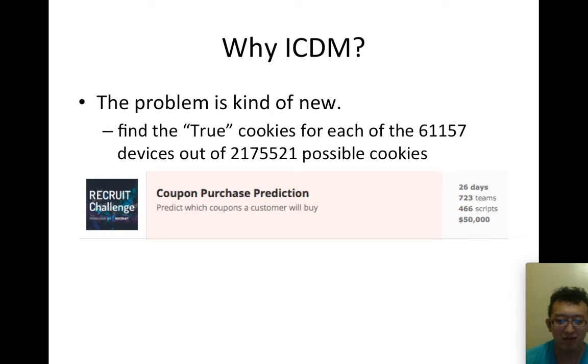So finally it's the same thing. For each customer, we are asked to predict which coupons it buys. So it's just like this one. For the ICDM, we predict for each device which cookies connect to it. So if you have a great solution, I mean, a very unique approach for the ICDM, I suggest you have a shot and try it in this coupon purchase prediction. Maybe you have a great chance to win it.